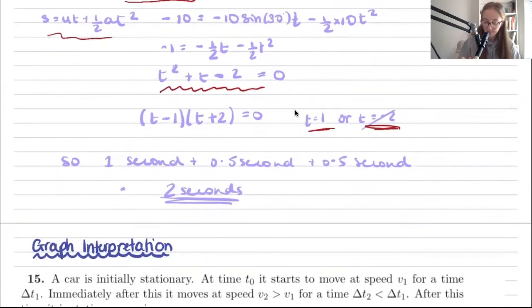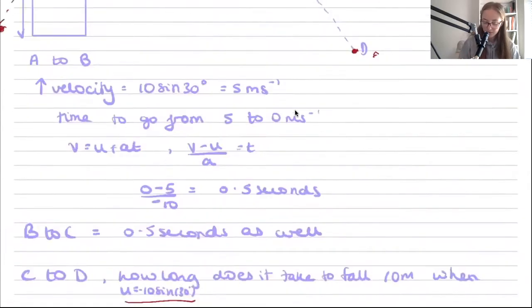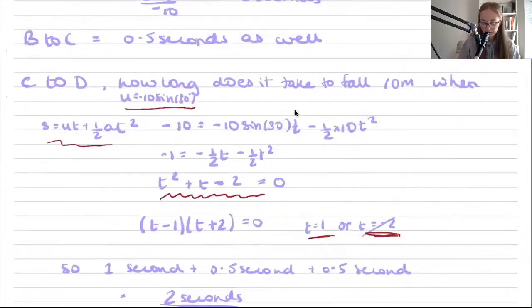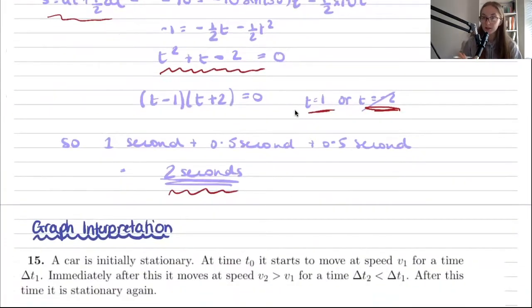So that means altogether, our first part of the journey was half a second, our second part of the journey was half a second, and our last part of the journey was 1 second. So the total would be 2 seconds. And that answers our question.